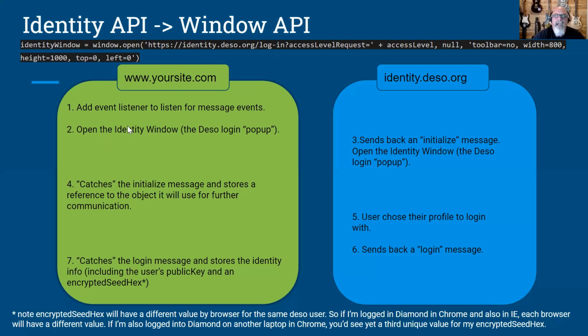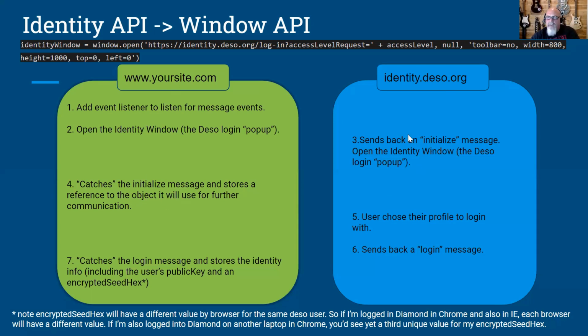So that's step 2. Now, what happens is when that window opens, it will send back to your site on this listener you just set up a message, and it's going to be an initialize message. So your site's going to get that and it's going to say, okay, I've established communication. It's going to catch that initialize message coming back from identity.deso.org. And it's going to store a reference to this object that you'll use for further communication. You'll get some other stuff back too, but that's kind of the most important thing.